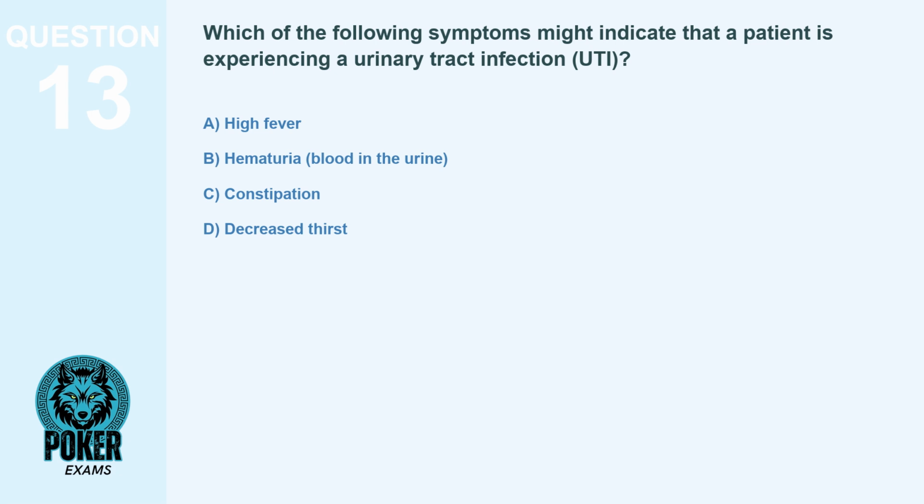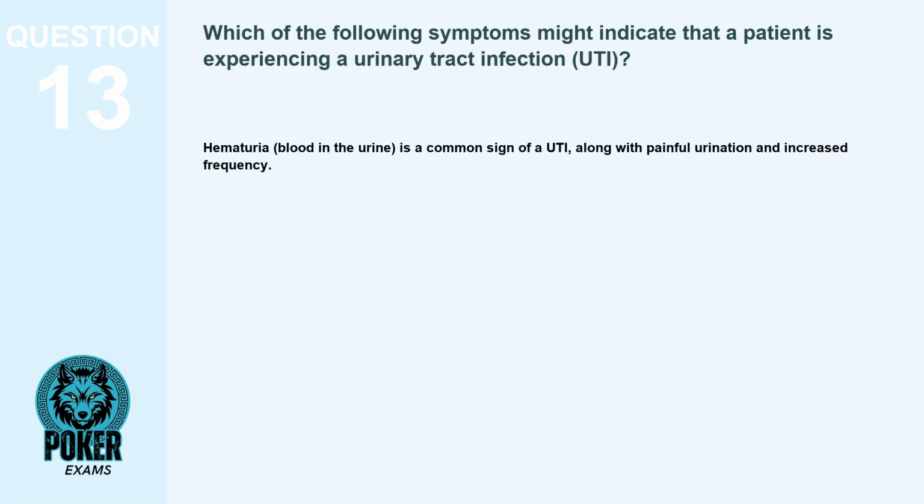Question 13. Which of the following symptoms might indicate that a patient is experiencing a urinary tract infection, UTI? High fever. Hematuria, blood in the urine. Constipation. Decreased thirst. Hematuria, blood in the urine, is a common sign of a UTI, along with painful urination and increased frequency.